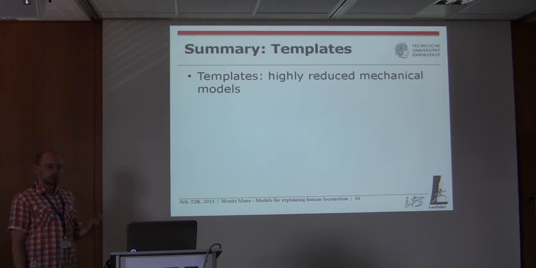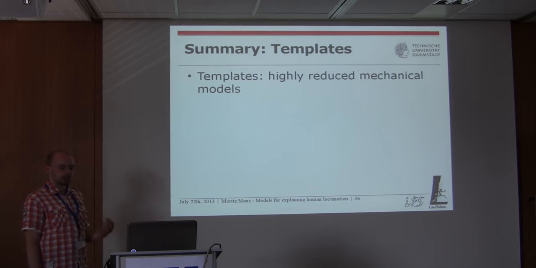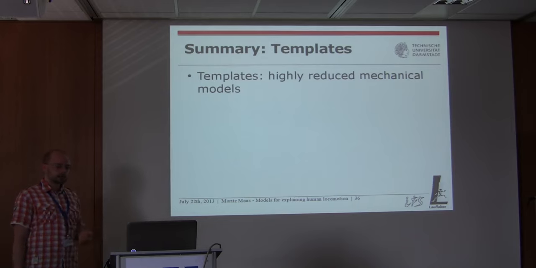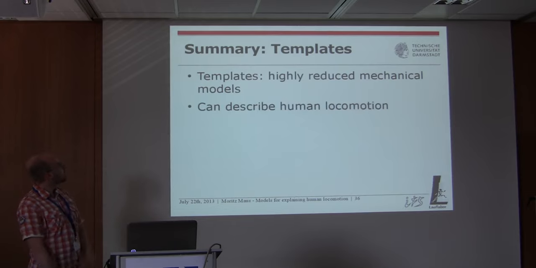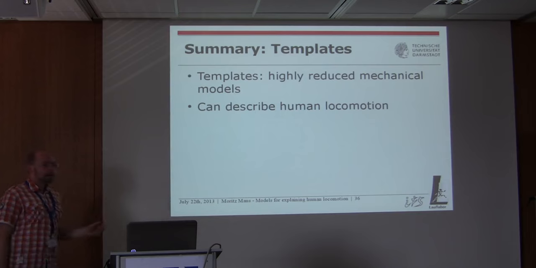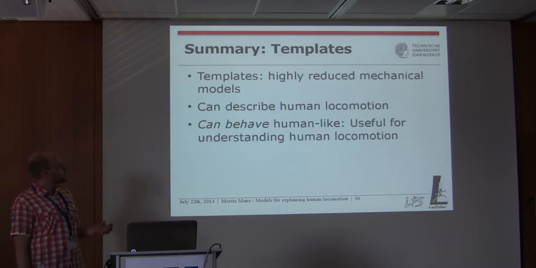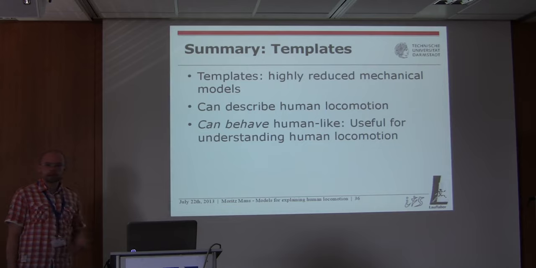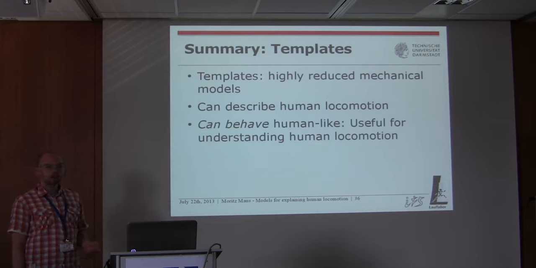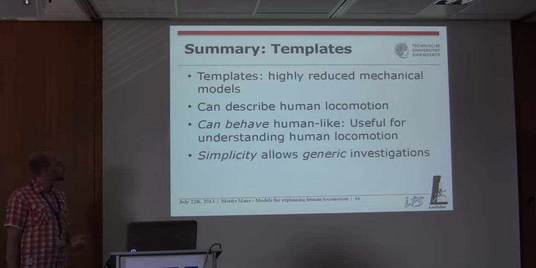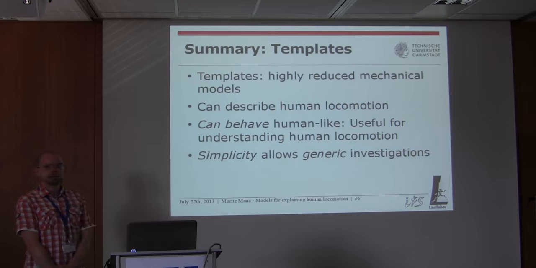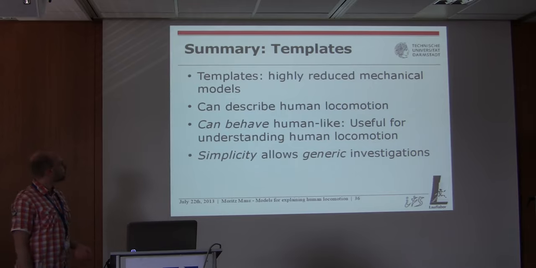So the two uncontrolled magnitudes, which is the center of mass motion and the angular momentum, can we explain using templates, at least in walking. And templates are highly reduced mechanical models that can describe human locomotion. They can behave human-like, so they are useful for understanding human locomotion. And we have seen in the investigation from Carver that their simplicity allows very generic investigations. Just remember the prediction from Carver.